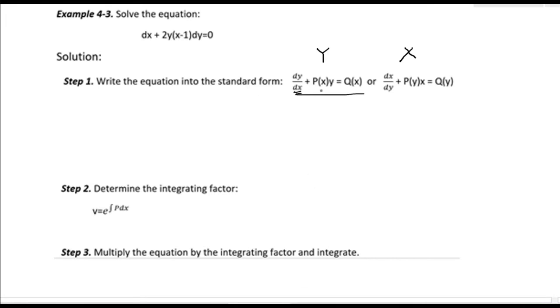And instead of Px, we can have Py. Instead of y, that is x. Instead of Qx, then that is Qy. So, with these two forms, the question is, how can we determine if the given equation is in terms of y or in terms of x?